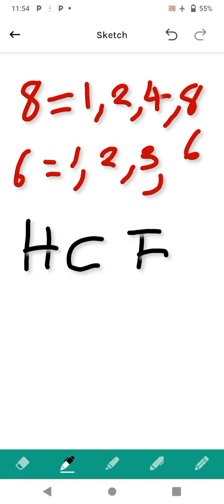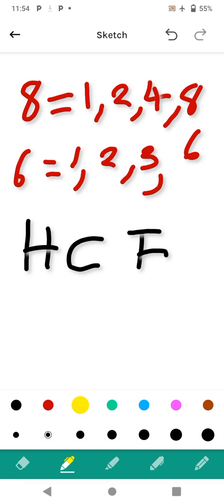2 is common. 2 is a factor of both 6 and 8. That is why it is common. And 2 can divide 8 and 6. That is why it's a factor. And 2 can be found among the factors of 8 and 6. That is why it's common.